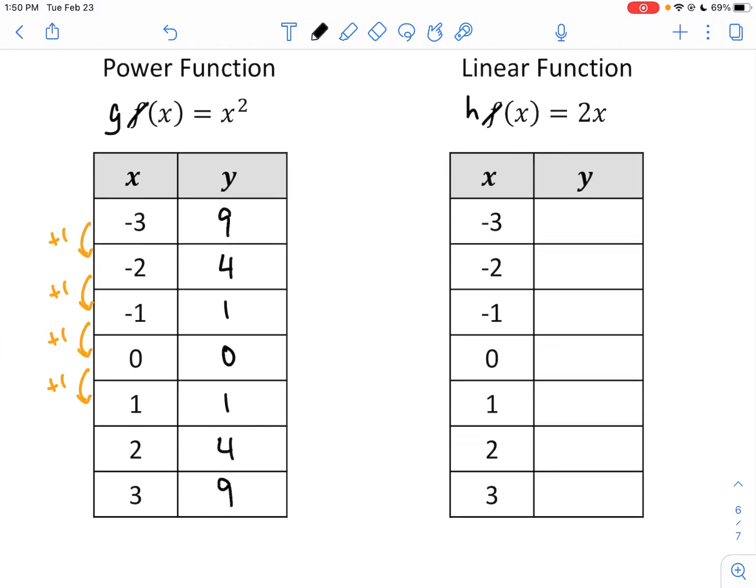All right, when x was negative 3, double that, we get negative 6. Double negative 2, we get negative 4. Double negative 1 is negative 2. Double 0 is 0. Double 1 is 2. Double 2 is 4. And double 3 is 6.